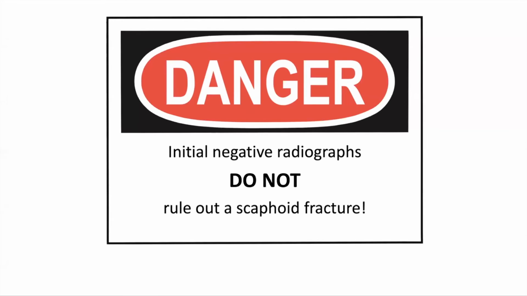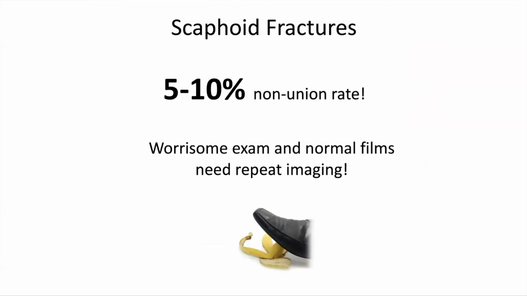We care about these because if you miss it, it can have bad consequences. And x-rays initially can be negative. And so again, history and physical exam become very important. If you have a concerning mechanism and an exam that's concerning, i.e. snuff box tenderness or pain on axial loading of the thumb, you have to assume that they have a scaphoid fracture, even if the x-rays look normal. If you miss this and they displace that fracture, the incidence of non-union goes way up.